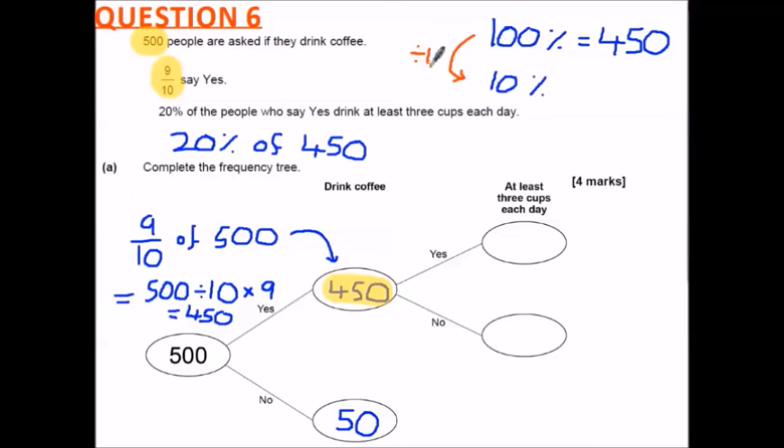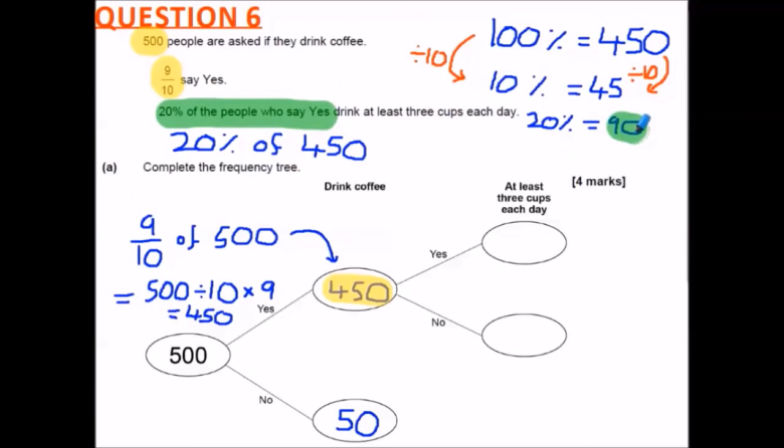100 divided by 10 is 10. But if we divide this side by 10, we'll need to do the same over here too. So 450 divided by 10 is 45. Now we've worked out 10%, we can just double this to get 20%. If we double 45, we get 90. So 20% of the people that say yes is 90. And so 90 people drink at least 3 cups a day.